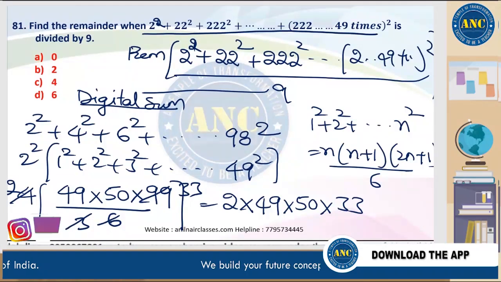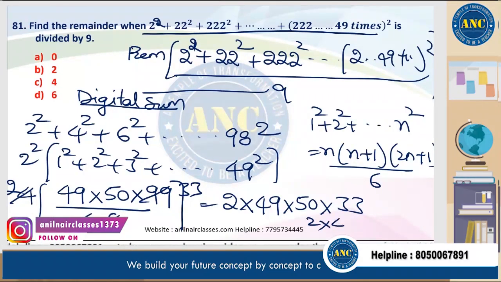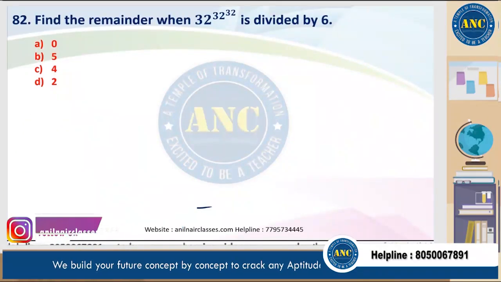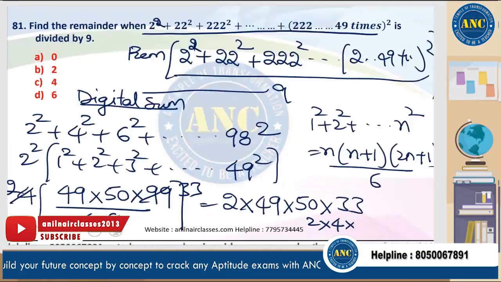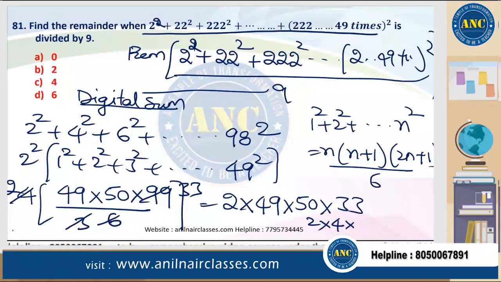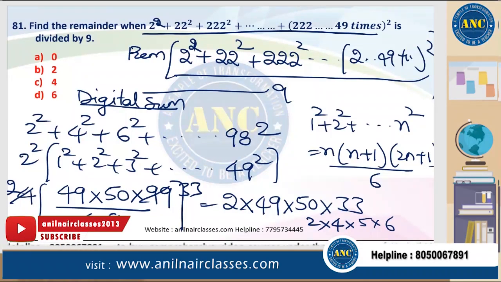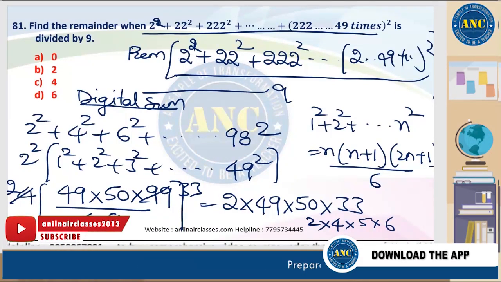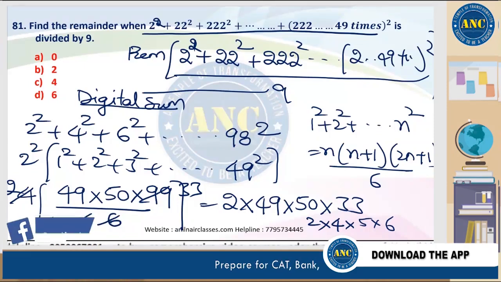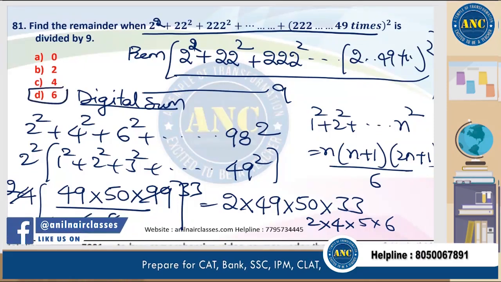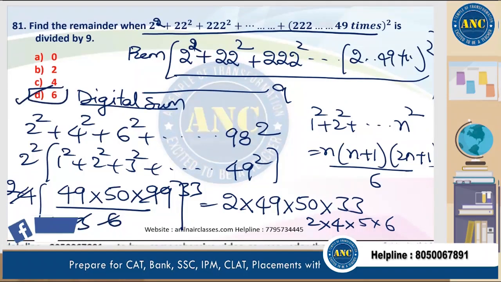So first is a digital sum, it is 2, 49 digital sum is 4, again it is 5, again it is 6, 6 5s are 30, 30 into 2, 60, 60 into 4, 240, 240, 2 plus 4, 6. I hope the idea is clear.